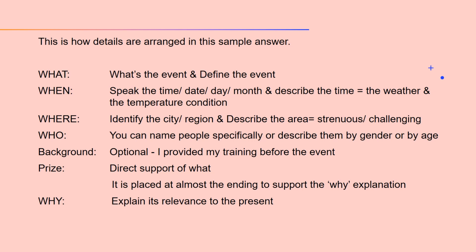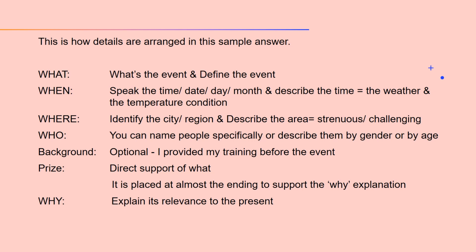This is how details are arranged in the sample answer. First, provide details of what: what's the event, and define the event. Answer the question when. You may speak the time, date, day, month, and describe the time. You may also describe the weather and the temperature condition. Talk about where. Identify the city, region, and describe the area. Include details of who. You can name people specifically or describe them by gender or by age.